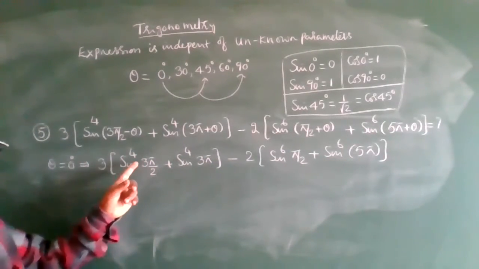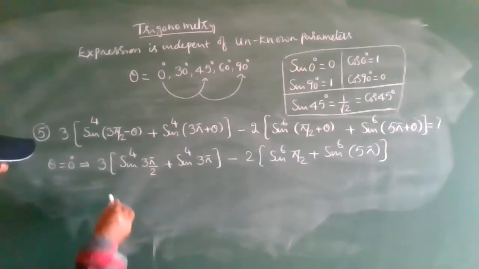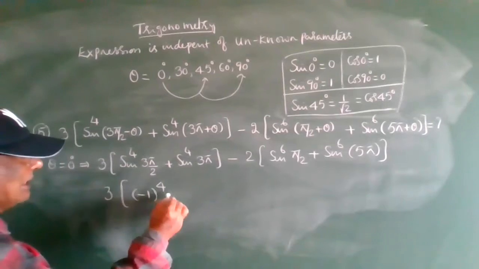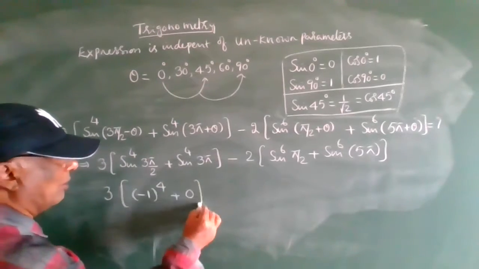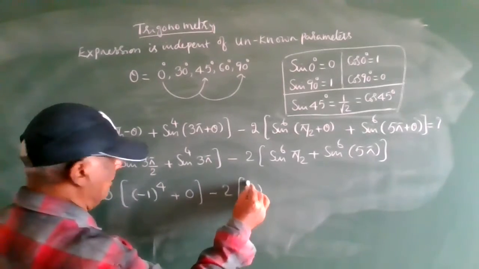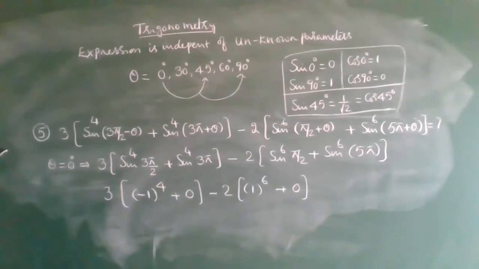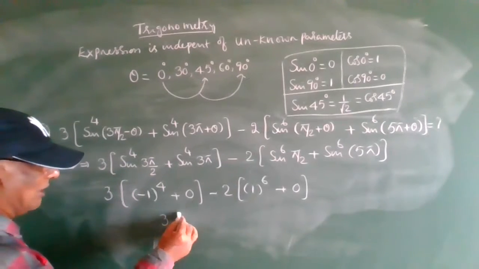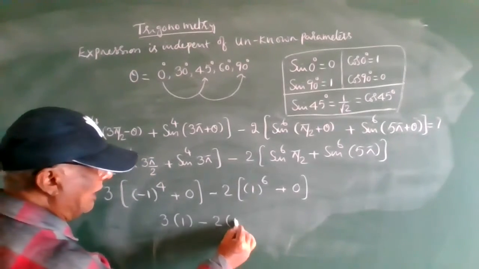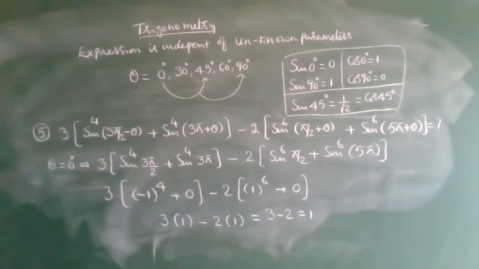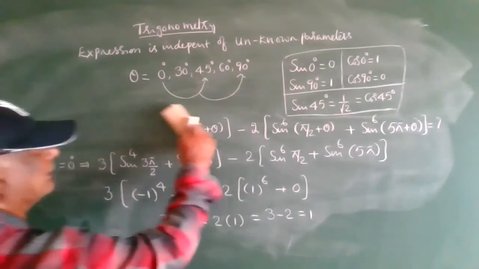Next, sine 270 degrees value is minus 1. 3 into minus 1 power of 4. Sine 180 value is 0. Sine 90 value is 1 power of 6. Sine 5 pi value is 0. Sine pi value is 0. Therefore, 3 times of 1 minus 2 times of 1. 3 minus 2, its simple answer is 1. Very simple. Trigonometry, whatever the problems is, we can do like this one only. Right. Sixth problem we can see.